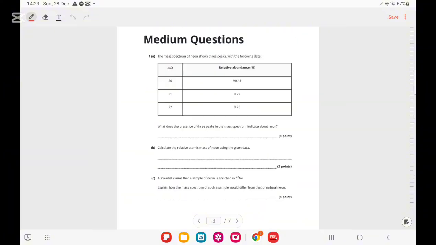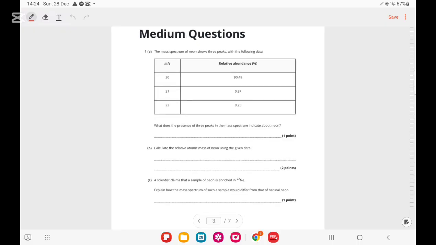In this question they have given us the mass-to-charge ratios of neon: 20, 21 and 22. What does the presence of three peaks in the mass spectrum indicate about neon? It indicates that neon has naturally three isotopes.